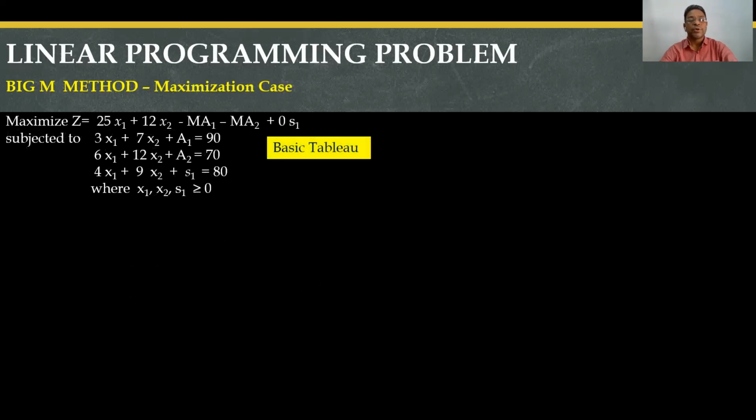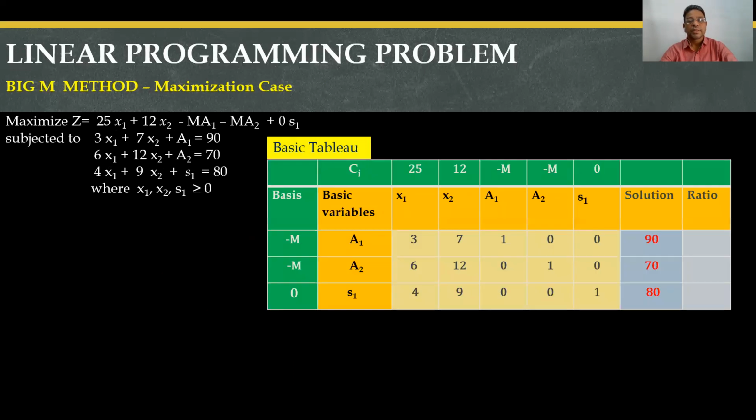So a basic tableau of a big M method would look something like this. You can see the given linear programming problem is written in the form of a table. Here the basic variables are A1, A2, S1. Here we'll write all the variables x1, x2, a1, a2, s1. Then we'll write the coefficient matrix, the identity matrix, the solution, and what will we write here?